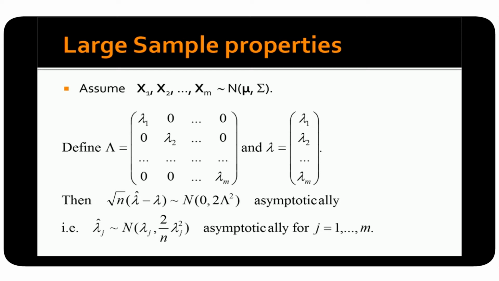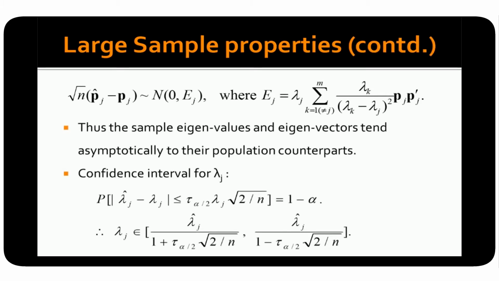If you look at them individually, what it tells us is that each lambda j hat, the eigenvalue for the jth principal component, is approximately a normal distribution with mean lambda j and variance twice lambda j square by n. Remember, capital lambda is diagonal, therefore these are uncorrelated with each other, and hence we just need to look at the variances. So, it is easy to get this result for each of the individual lambda j's.